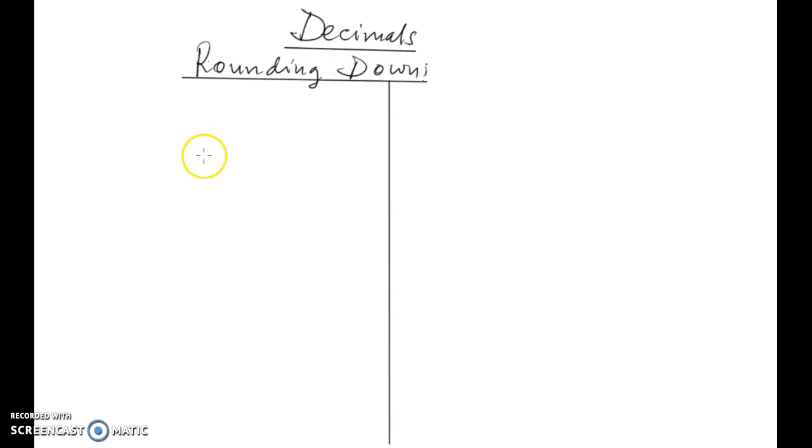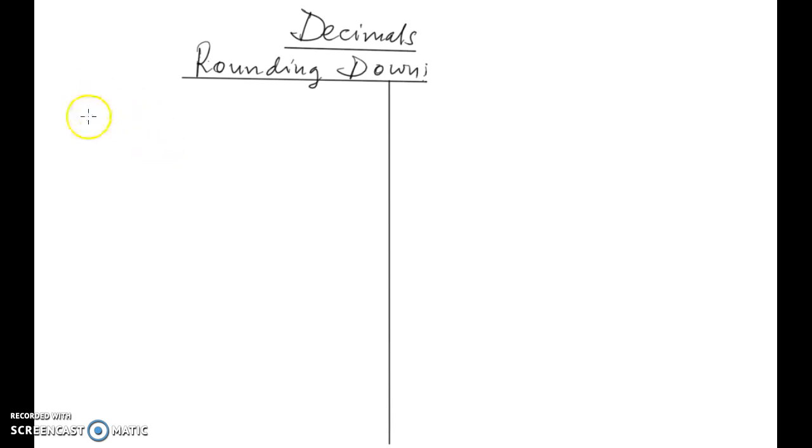I've prepared a brief and short tutorial about rounding down, rounding decimals down. We say rounding down because the new decimal after rounding will be smaller than the original one, and it is smaller because of some criteria.